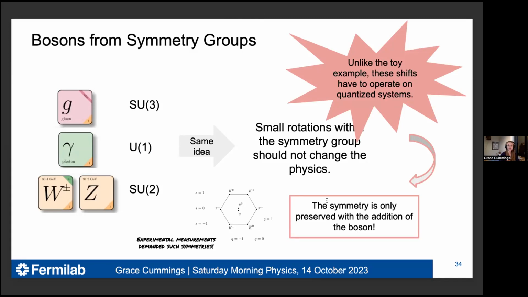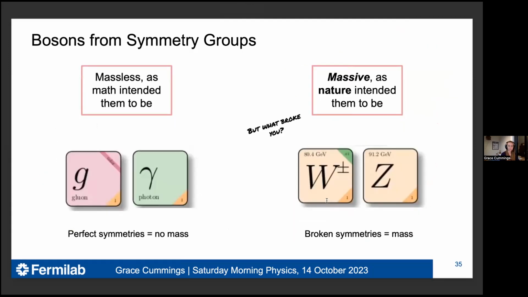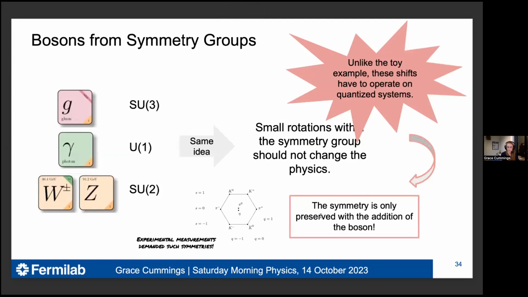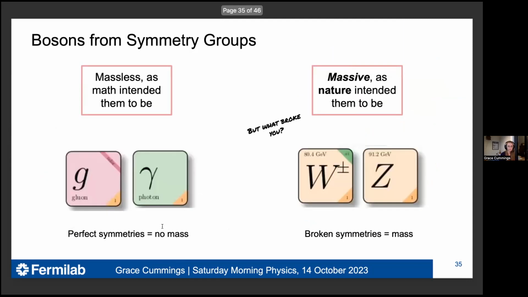The symmetry is only preserved with the addition of a boson. So since we knew we had the symmetry, if you want to have a small rotation in it, that also shouldn't change the physics. From that, you actually mathematically get out the need to have the gluon, the photon, and the W and the Z. And we know that the symmetries are respected because we've actually measured them in particles. So bosons come naturally from these symmetry group interactions.